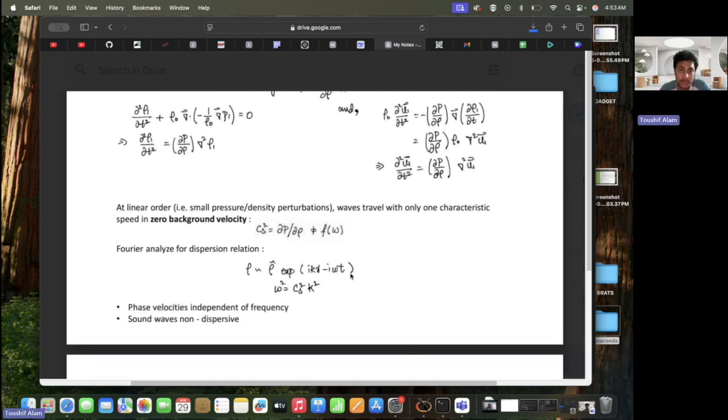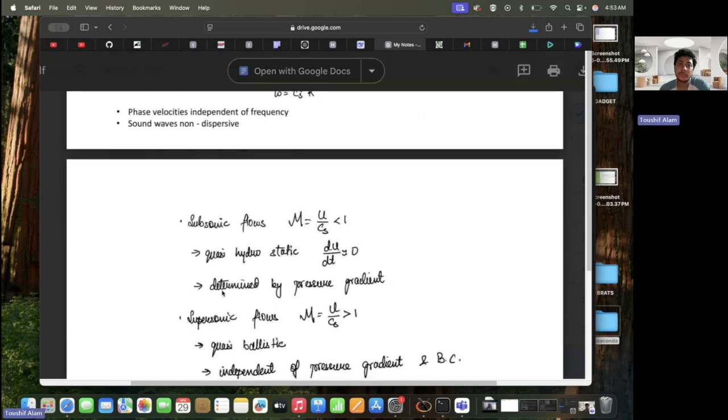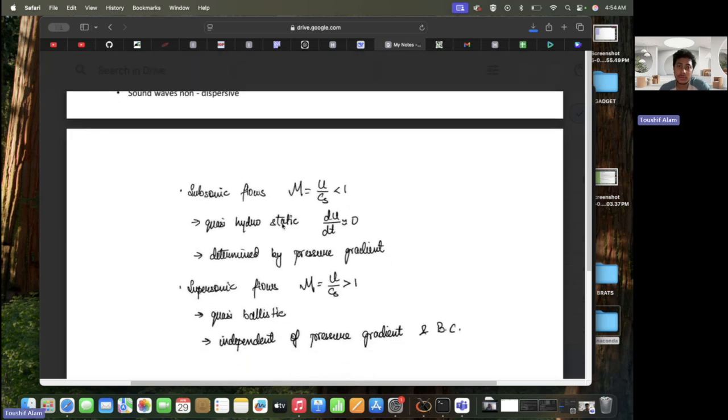Fourier analysis for the dispersion relation tells us that rho is proportional to rho hat exponential of i k x minus i omega t. So basically omega squared is equal to Cs squared k squared, because k is equal to omega by Cs. So phase velocity is independent of frequency. Remember this term: phase velocity is independent of frequency, and sound waves are non-dispersive.